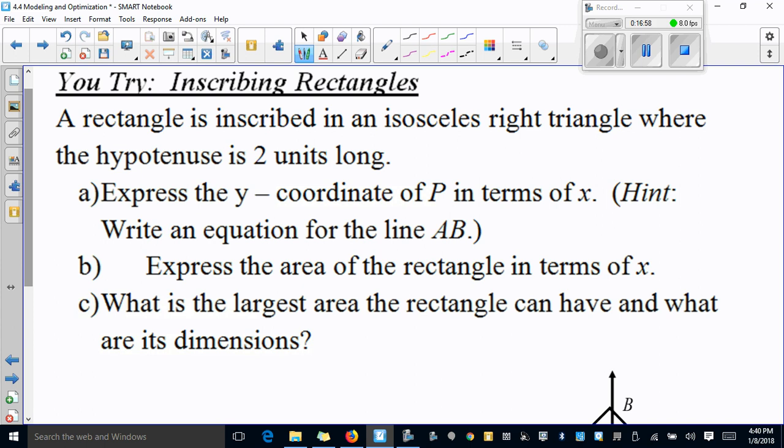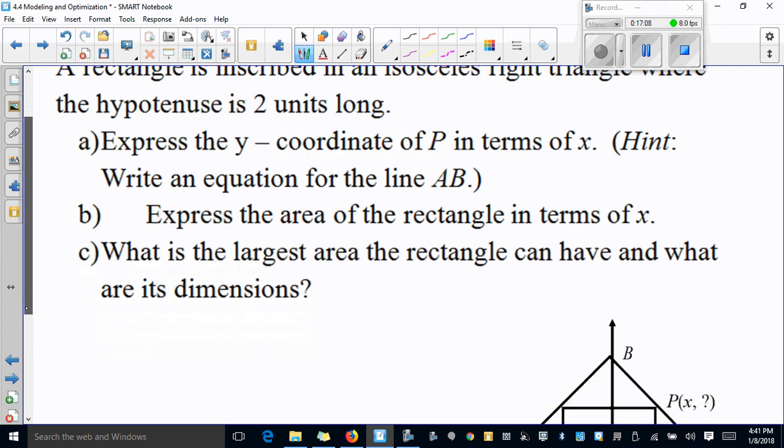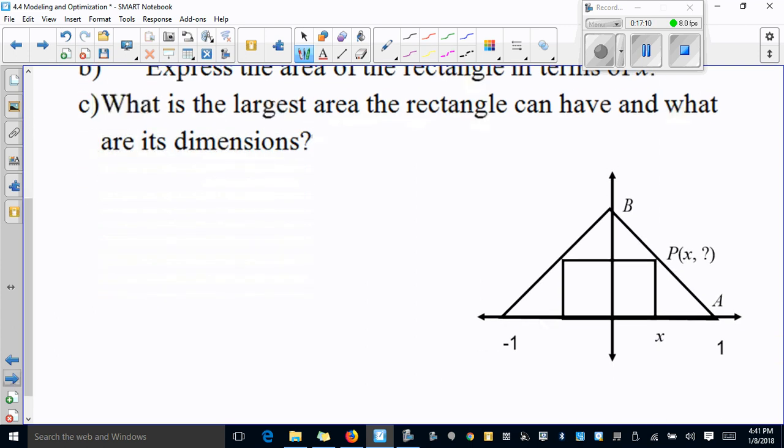Part B, express the area of the rectangle in terms of x. What is the largest area the rectangle can have, and what are its dimensions? So they kind of broke this one up more for you, but you've got the same idea going on. Now, they did tell you this is an isosceles right triangle. And from here to here is 2, so these are my base angles of my isosceles right triangle. That means this guy up here is my right angle.